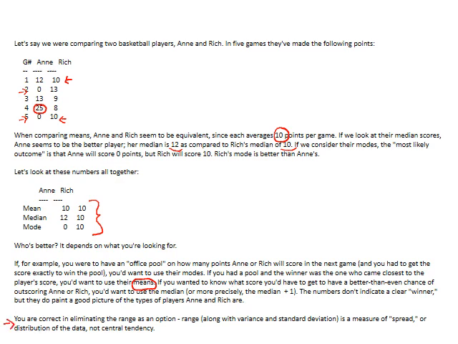Using range in this situation is not really helpful. Anne is scoring between 0 and 25 points. It's not really a measure of central tendency. It doesn't really tell us much. So there you go: mean, median, and mode.